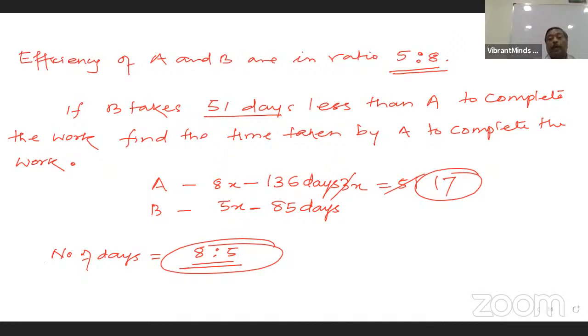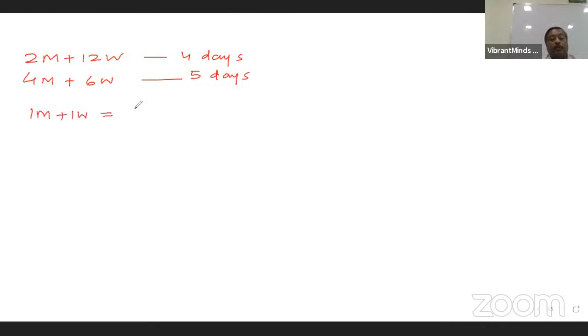Now see, another type of question which I am going to take here is this one. It says 2 men plus 12 women, okay, I'm writing it in short, 2 men plus 12 women can finish a job in 4 days. It also says 4 men plus 6 women can do the same job in 5 days. So 1 man and 1 woman will take how many days to complete it?